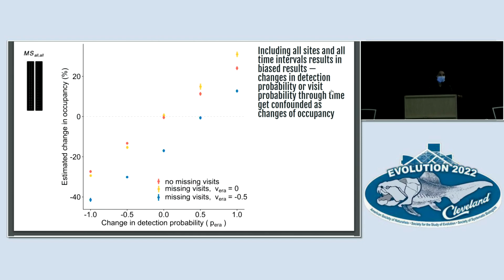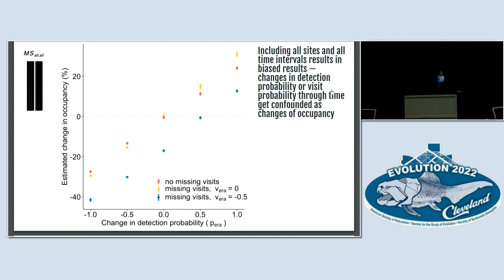And indeed, what we find is really troubling. If you do the naive scenario, where you include every single site in every single time interval, you confound changes in detection and changes in visit history with changes in occupancy. So here, the dashed line is the true change in occupancy. We simulated no change in occupancy through time. Instead, we also simulated changes in detection probability, so species are easier to find through time. And we also simulated changes in visits, so more visits or fewer visits occurred through time.